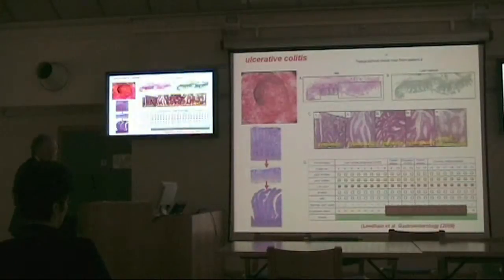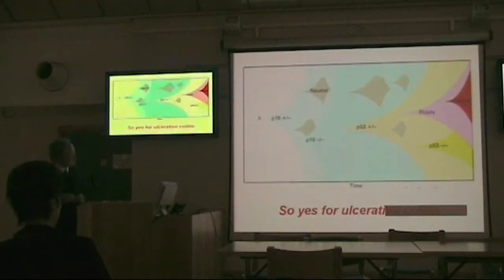So that hypothesis I gave you shows it's absolutely true. This is true for ulcerative colitis, yes, because you've got these mutations, in this case P53 and KRAS, spreading right the way through the mucosa. So it's right from that.